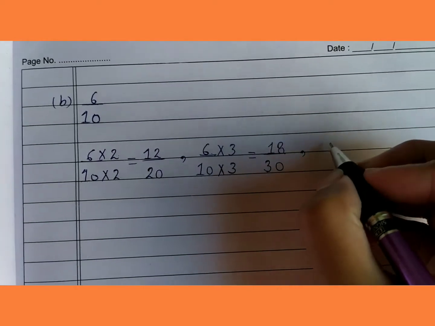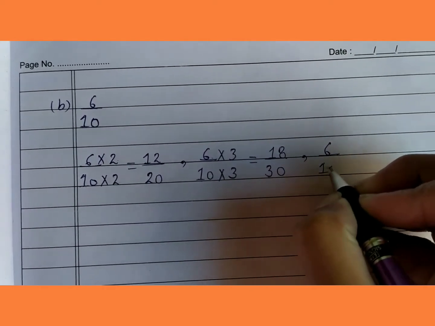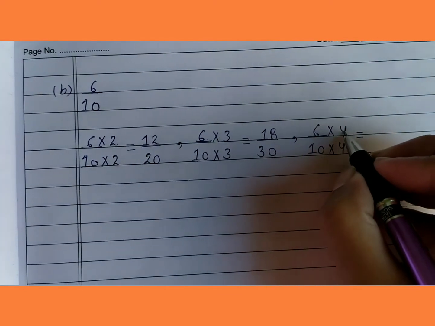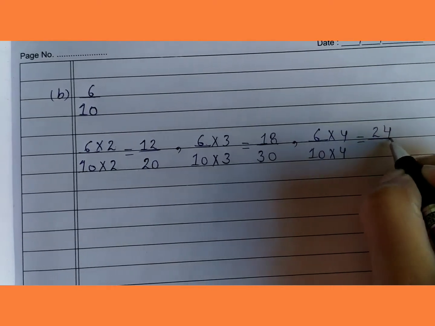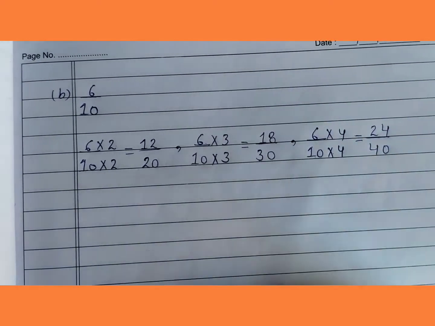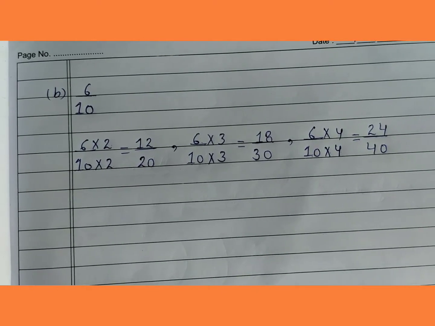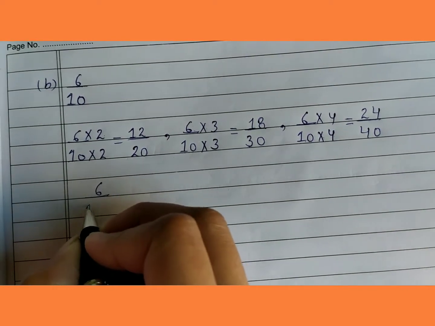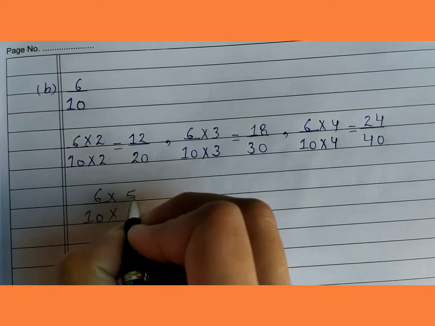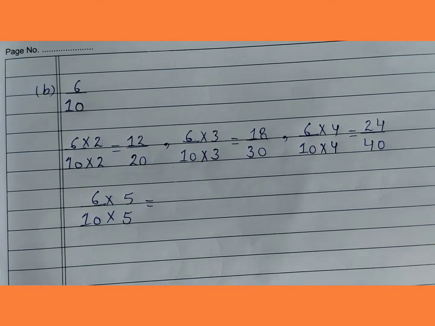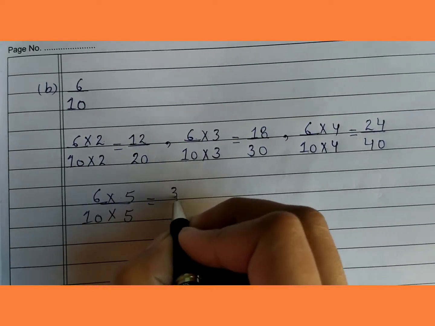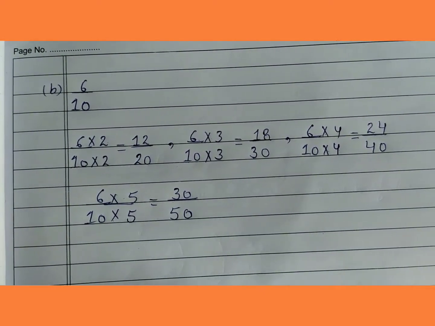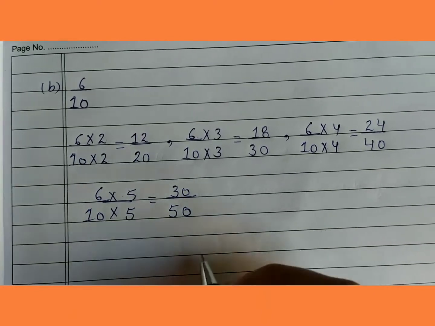Now write the third equivalent fraction. 6 upon 10 multiply by 4, 6 multiply 4 equal to 24. 10 multiply 4 equal to 40. 24 upon 40 is a third equivalent fraction. 6 upon 10 multiply by 5 in the numerator and denominator. 6 multiply 5 equal to 30. 10 multiply 5 equal to 50. 30 upon 50 is a fourth equivalent fraction.